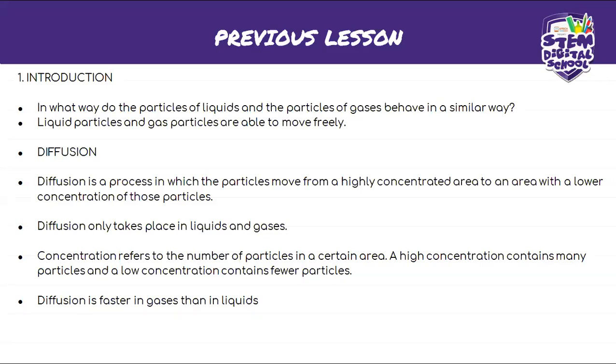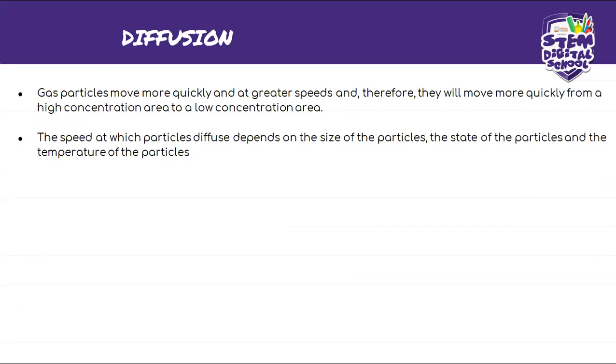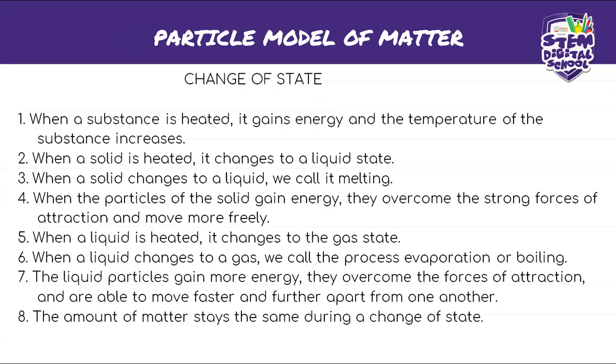We said diffusing is always faster in gases than in liquids, because gas particles move more quickly and at a greater speed, so they will move more quickly from a higher concentration area to a lower concentration area. And we said the speed at which particles diffuse depends on the size of the particles, the state of the particles, and the temperature of the particles. So that's what we did yesterday. Now, today we're looking at change of state. What is it about? What happens to a substance to change its state from one form to another?